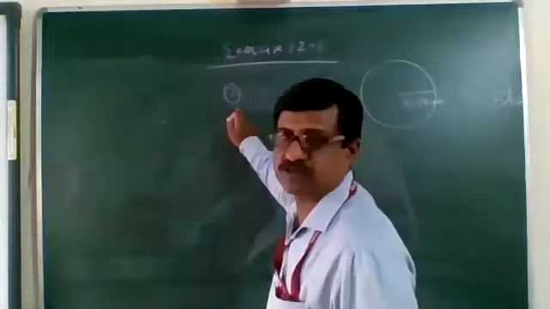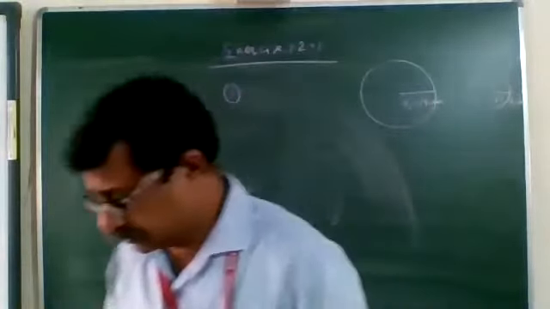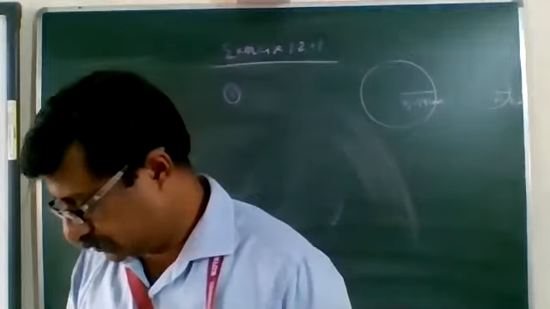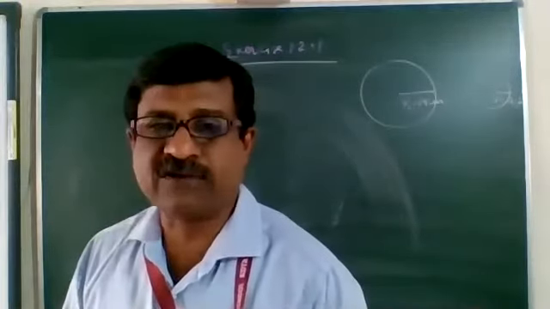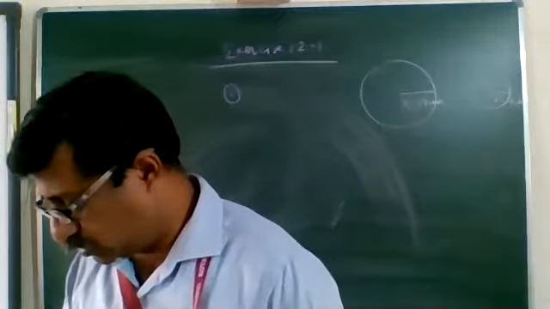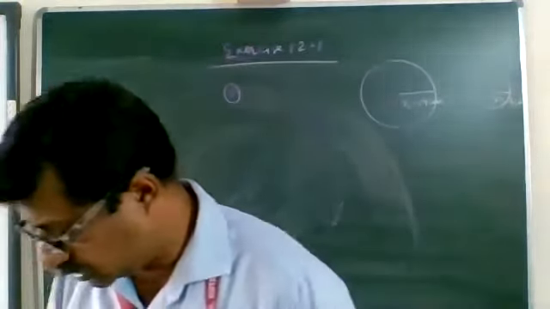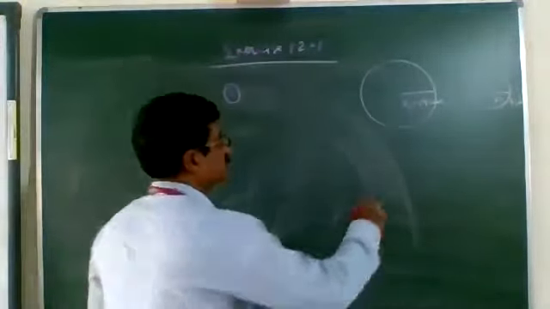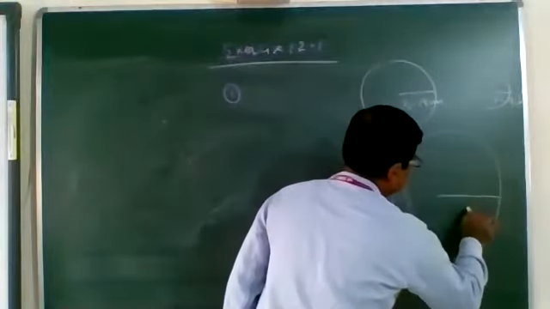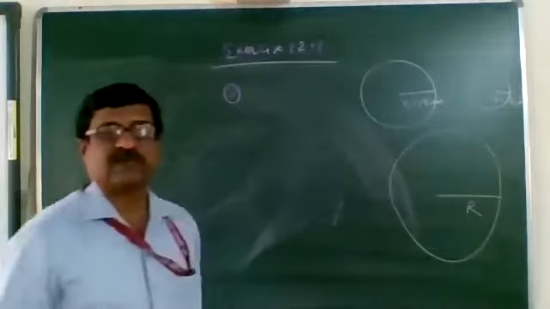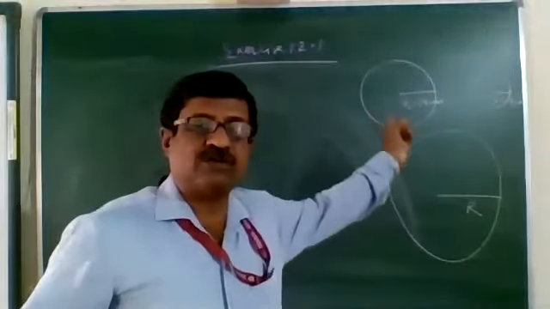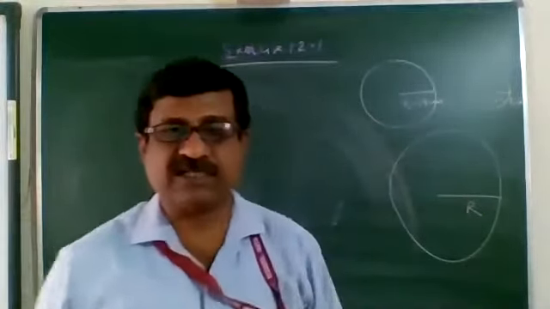We are doing the first question of exercise 12.1. Two circles having radii 19 centimeter and 9 centimeter. Find the radius of another circle which has the circumference equal to the sum of circumferences of the two circles. We got a bigger circle whose radius has to be calculated, and this circle's circumference is equal to the sum of circumferences of the other two.